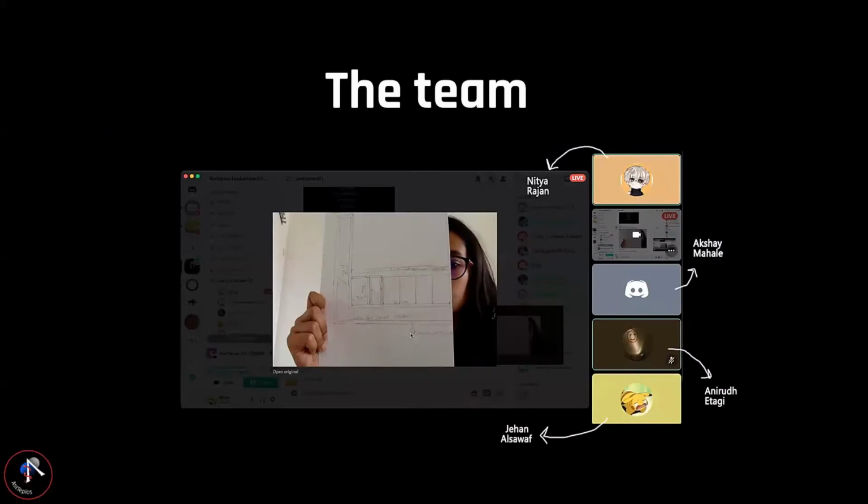So first, the team. Over here in this picture, you can see I am Nitya Rajan. There is Akshay Mahale, Aniro Ditaji, and Jahan Al-Sawaf. We are half in Switzerland and half in India, and we're also half high schoolers, half university students, so it was a really lovely balance. The people who are not visible on this picture are our mentors, but they helped us enormously, so we would like to already thank them.